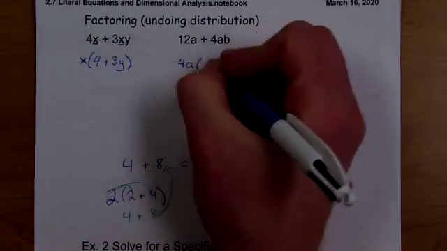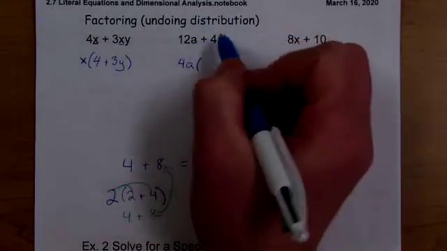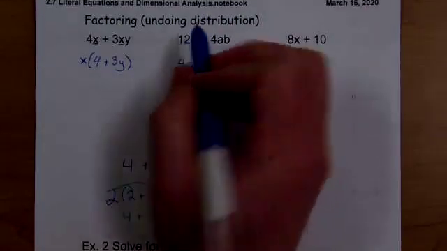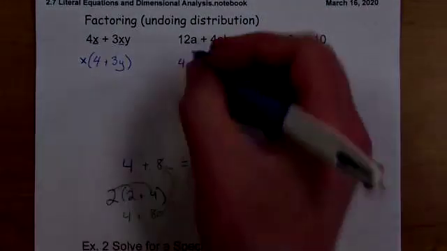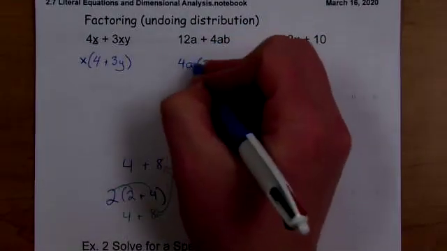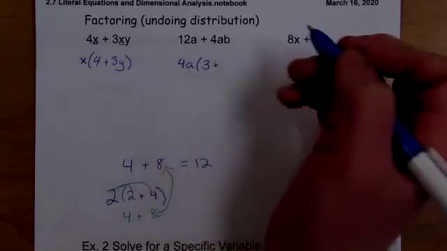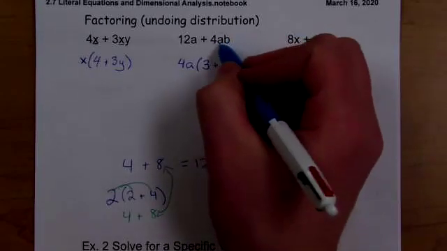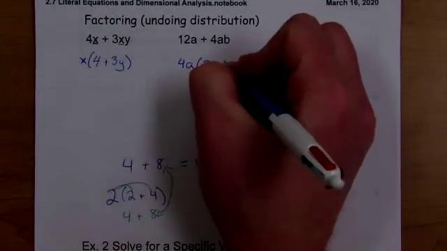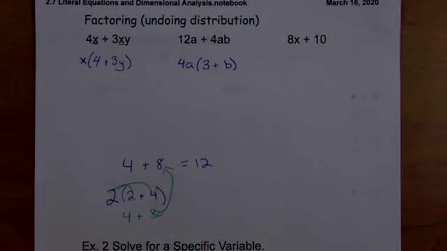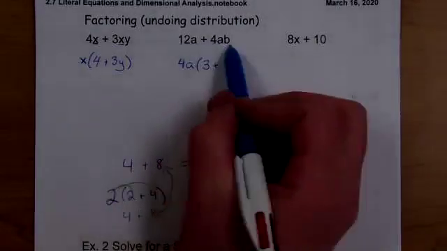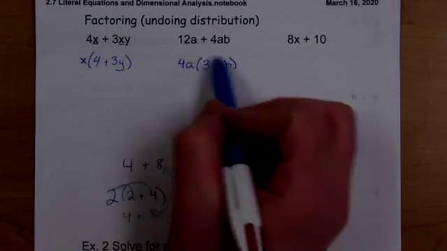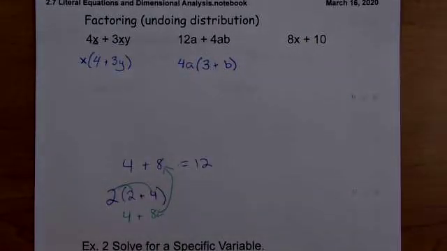So then if we look, okay, now we got our parentheses, so we factored out a 4a from both of them. Well, what times 4a will give me 12a? Well, that's 3. And I already took the a out. Plus, what times 4a will give me 4ab? Well, b. Boom. Undoing distribution. It's called factoring. Here's my answer. If I distribute the 4a to everything, I'd end up with 12a plus 4ab.